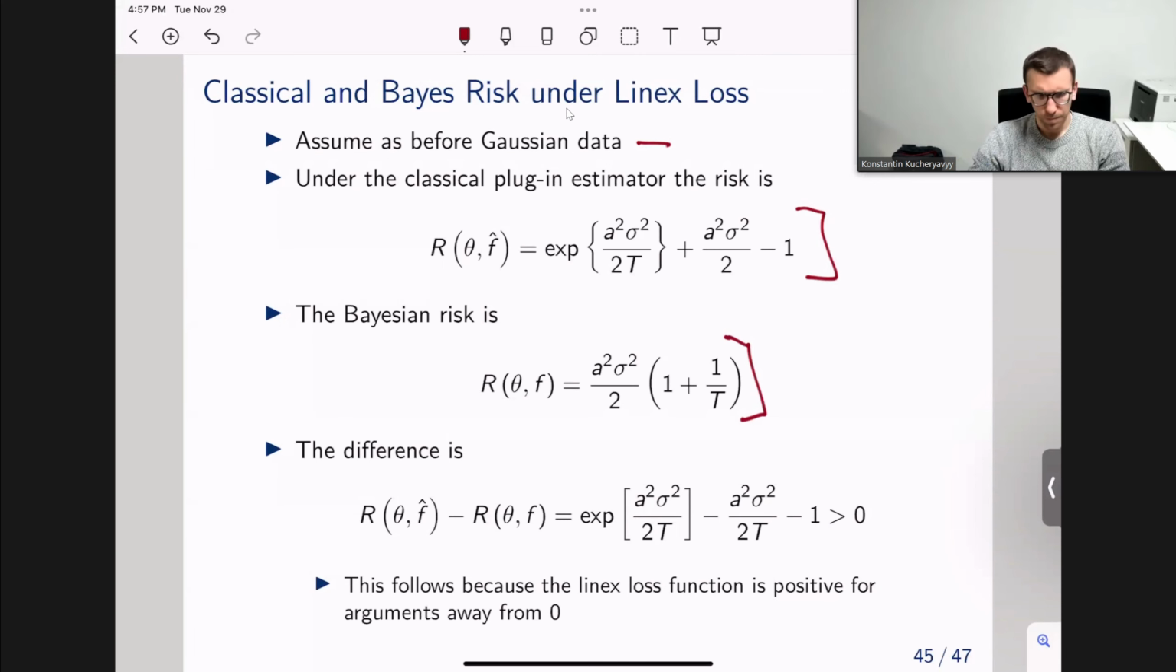And then the difference between this, the classical, and the Bayesian is this, which is positive. And the point is, the lesson from this exercise is that the Bayesian approach is always better than the classical approach, because we consider how well it works on the whole parameter space.